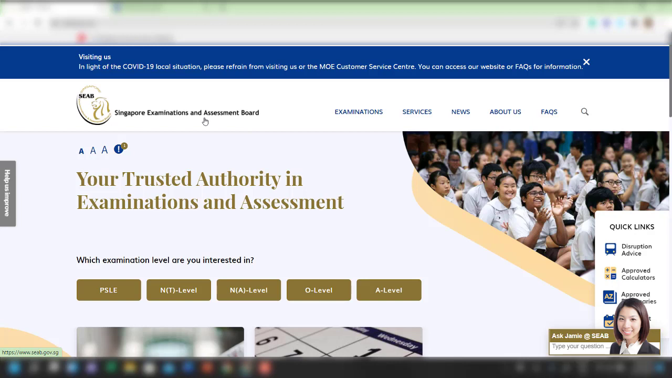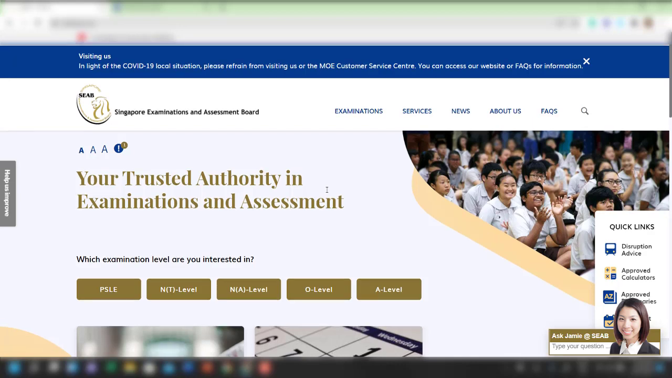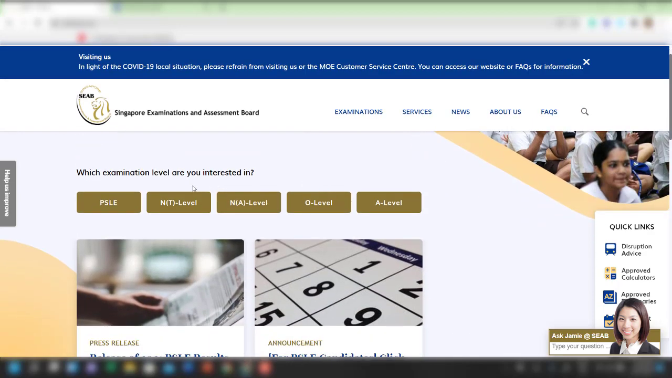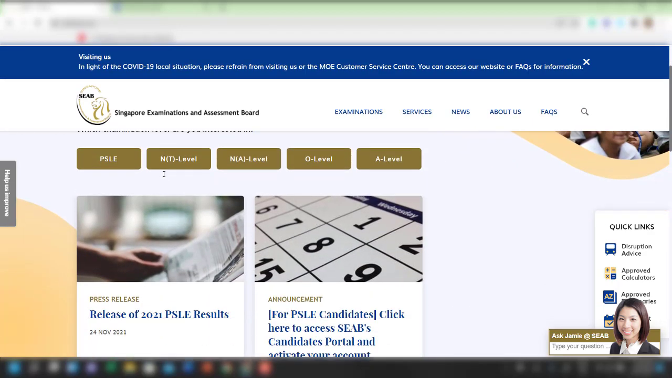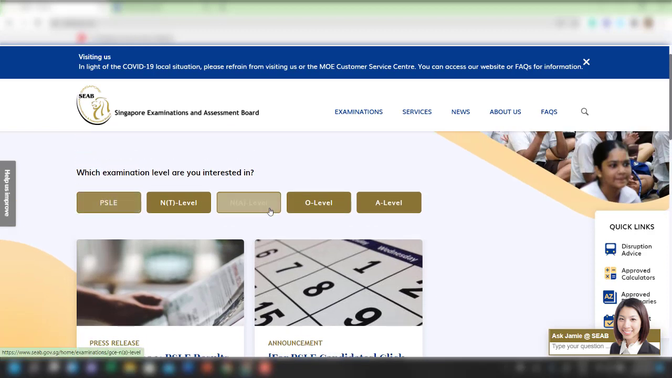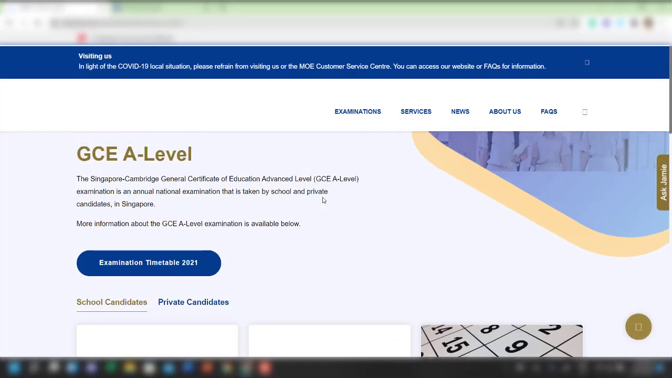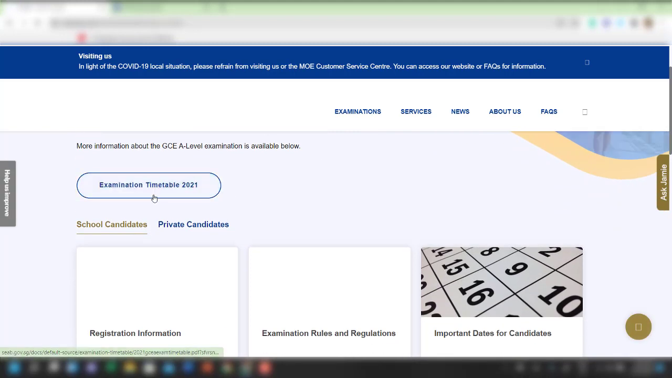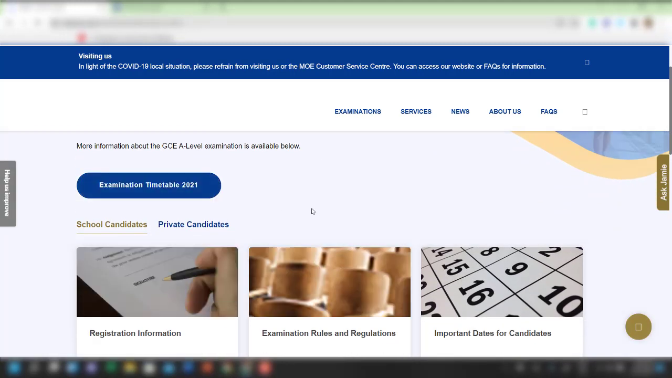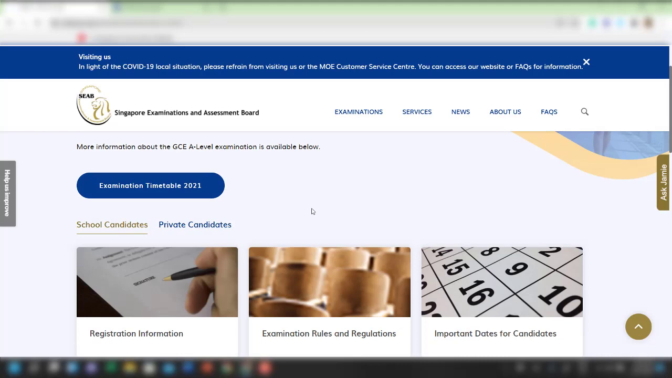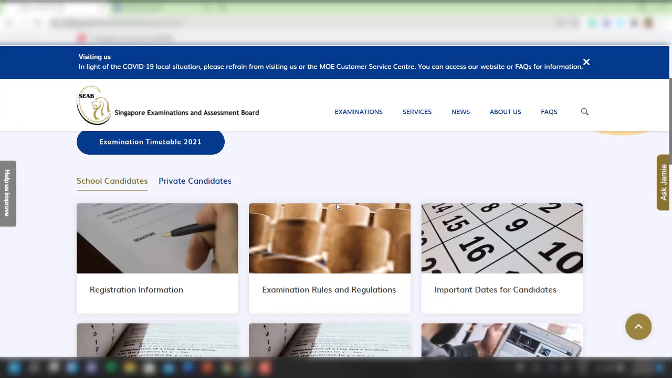If not, you can just type seab.gov.sg directly and then it will bring you to this particular page. If you scroll down a little bit, you will get to see the different examination levels. You can click A levels, and it will bring you to this page, which shows you the examination timetable for 2021. If it's next year, then you will get to see the examination timetable for 2022.